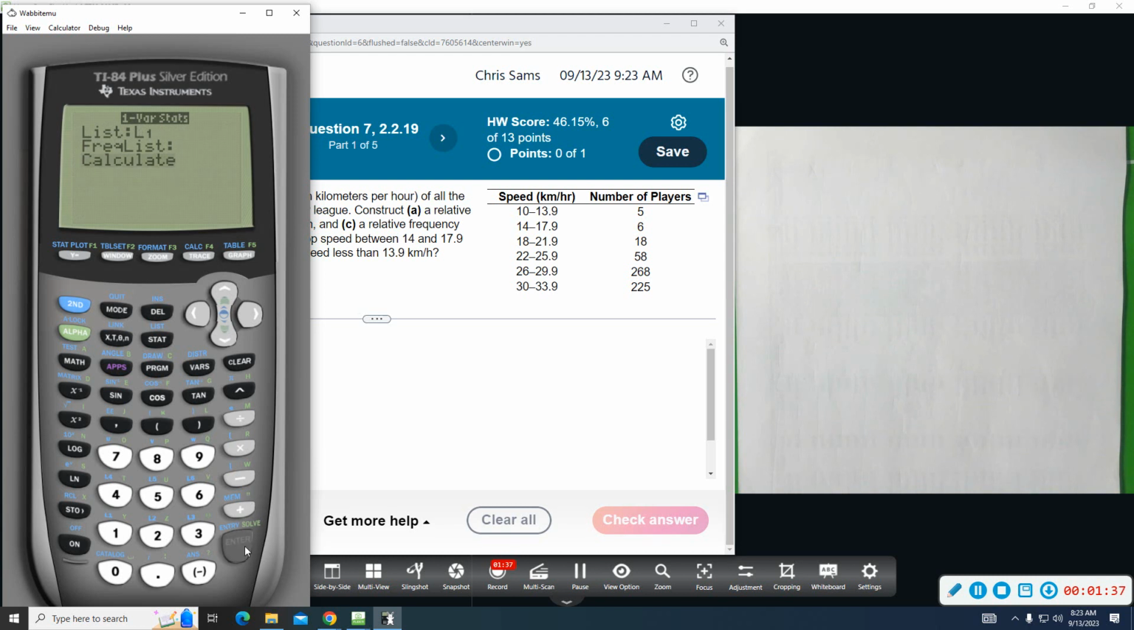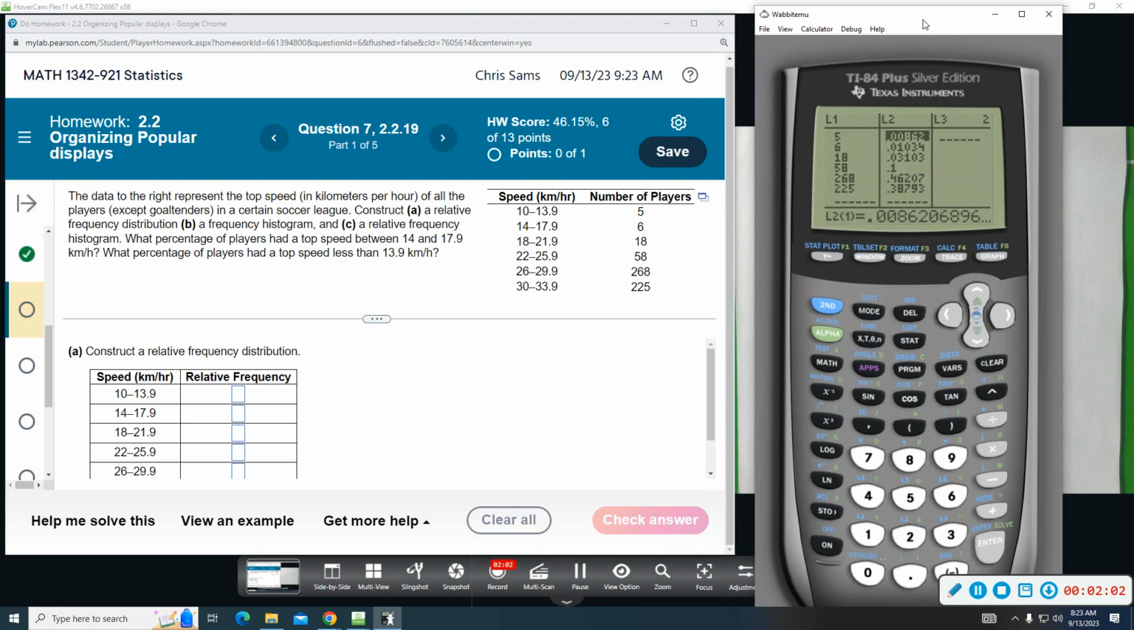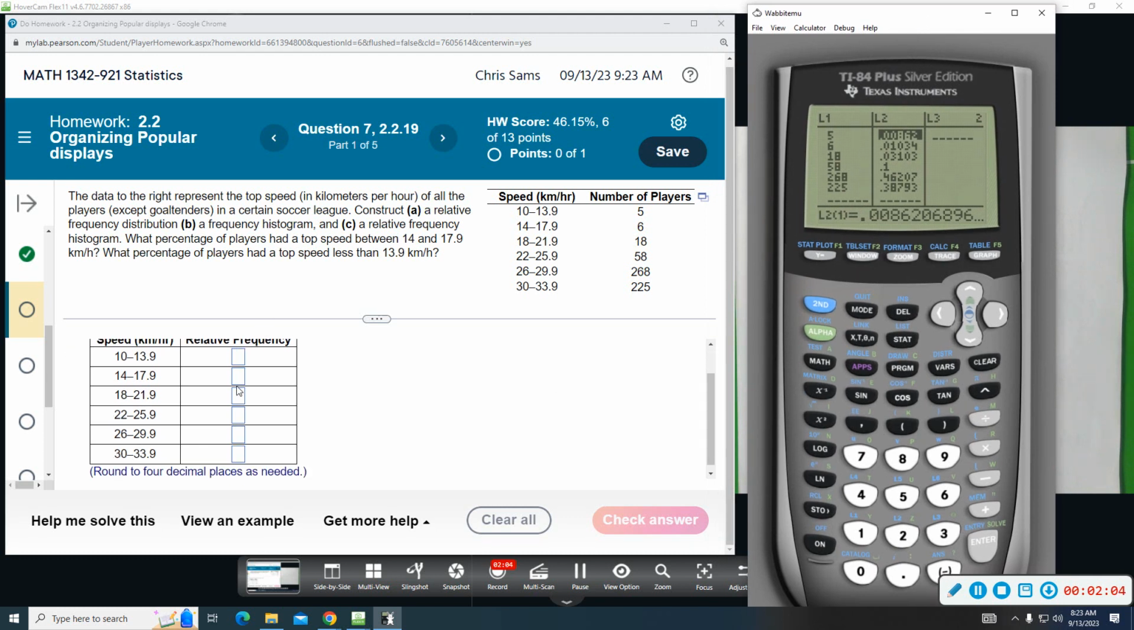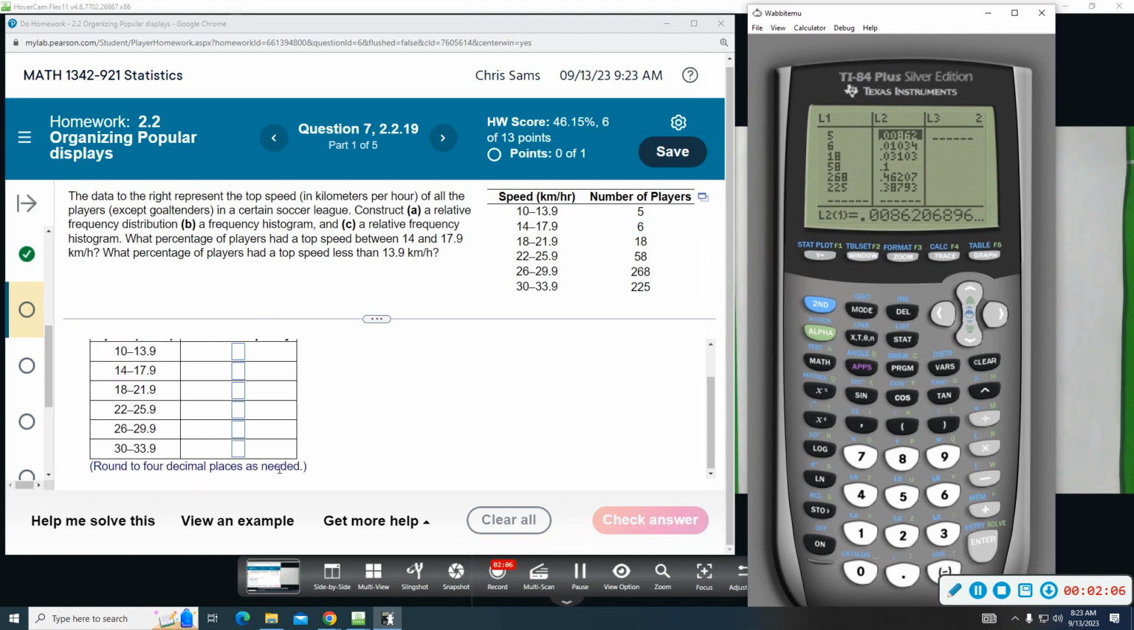We're going to compute, and this number right here, 580, is my total. So I'm going to go to stat, enter on edit, and I'm going to go to L2, and I'm going to tell it L1 divided by 580. So this gives me my relative frequencies. And what we're going to do with these relative frequencies, it says to round to 4 decimal places as needed.